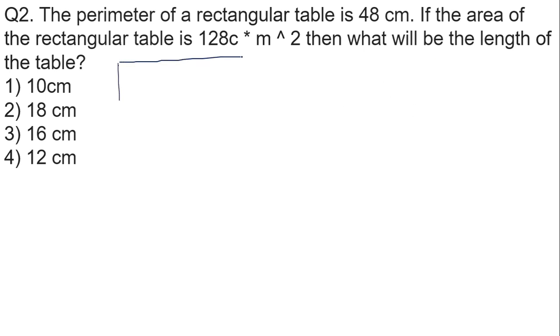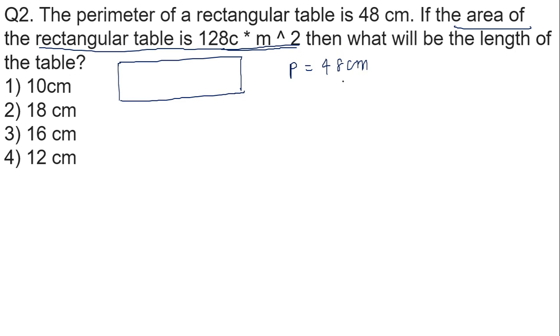Now we know the perimeter means the boundaries. For example, this is a rectangular table whose perimeter is given as 48 centimeters. The second thing they have given is that the area of the rectangular table is 128 centimeter square. Then what will be the length of the table? So they have given us area equals 128 centimeter square.